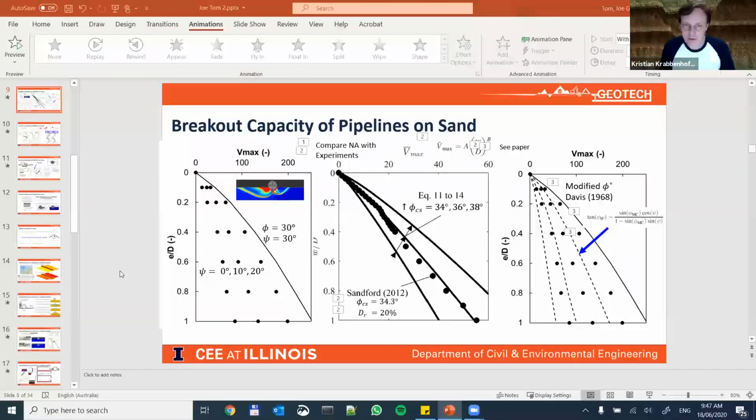It's not conservative and it's not unconservative. It's really problem dependent, but it of course does always lead to a reduction in capacity compared to what you would find with an associated analysis.